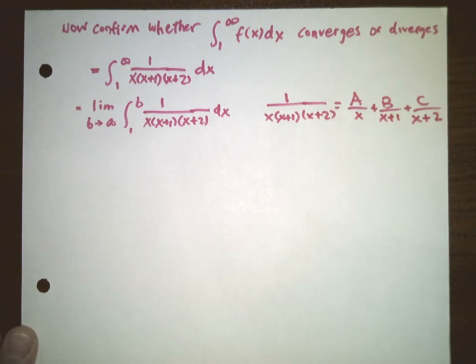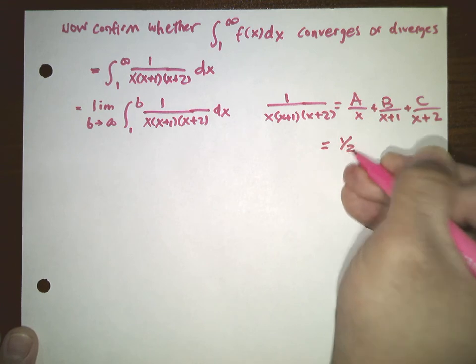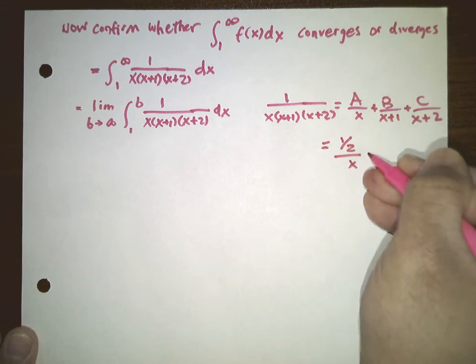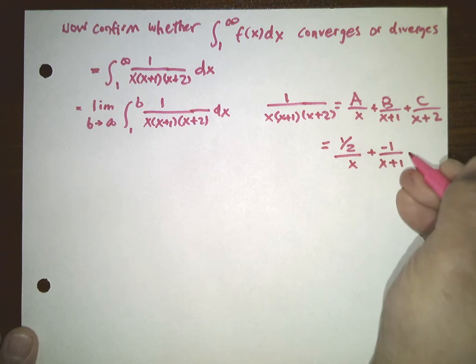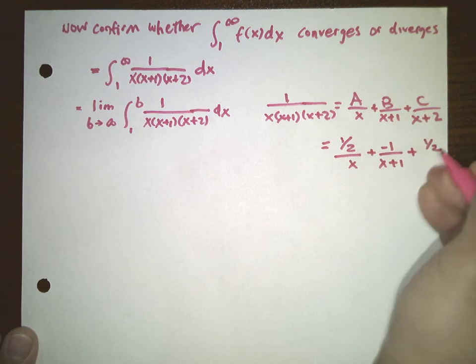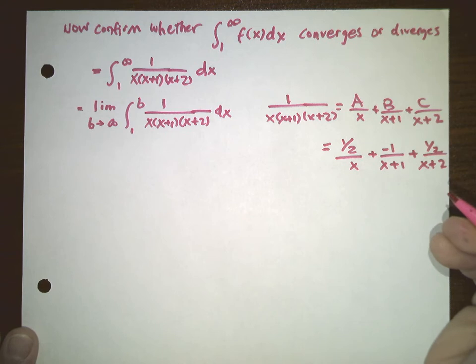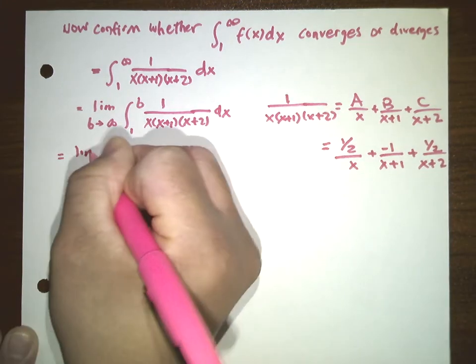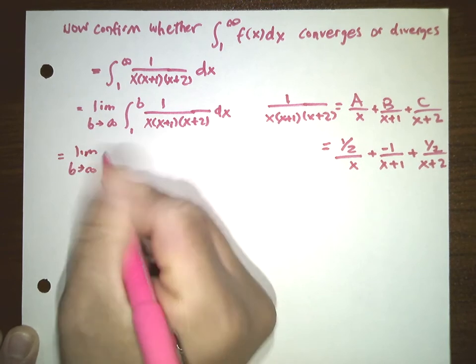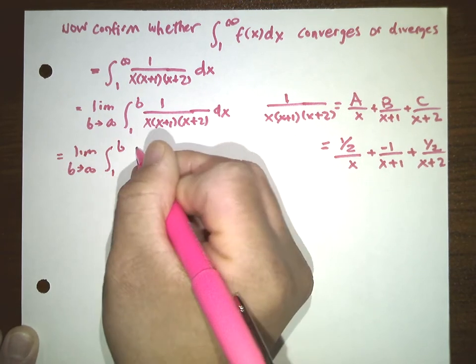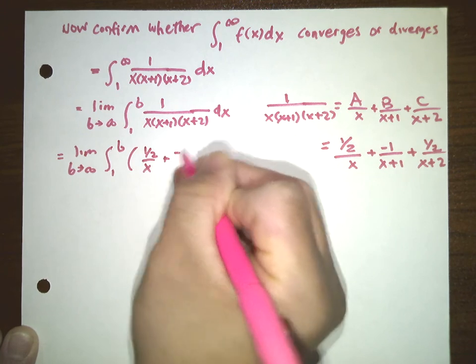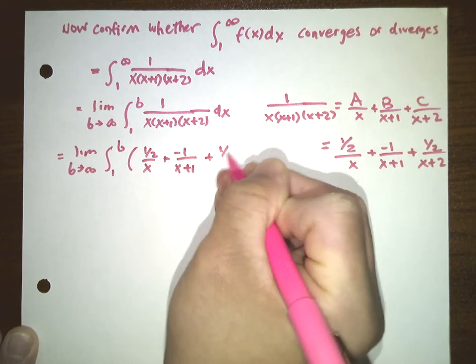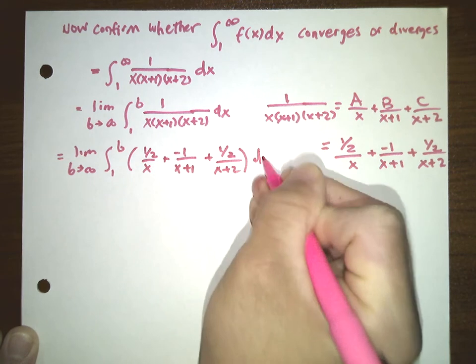And I'll let you go ahead and find the a, b, and c on your own, but they end up being a is a half, so 1/2 over x, and then b is -1, so -1 over x plus 1, and c is a half, so 1/2 over x plus 2. So then this will be the limit as b goes to infinity of the integral from 1 to b of 1/2 over x plus -1 over x plus 1 plus 1/2 over x plus 2 dx.